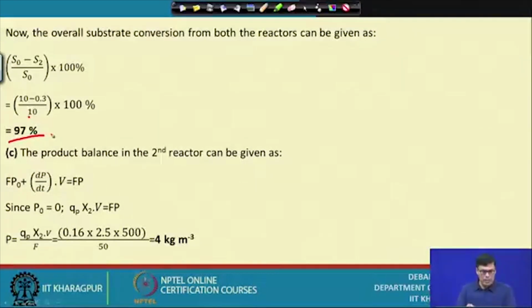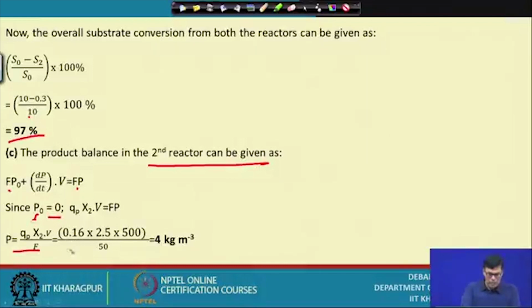Now, the next problem is: what is the final product concentration? The product balance in the second reactor is F into P0, dP/dt, and P into F, plus the production term. Now, P0 we can assume to be 0, and then this equals this, and all these values are given: flow rate, Qp, x2 and V. So, we can easily find out the final product concentration. It is not very difficult.